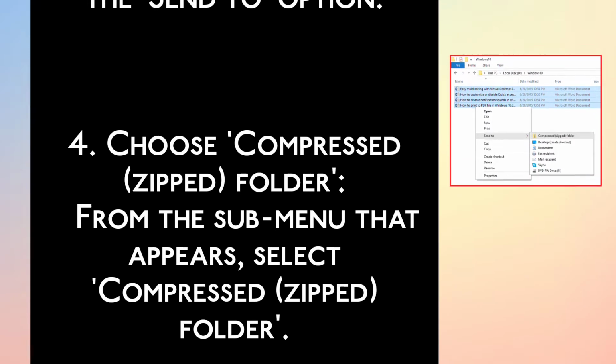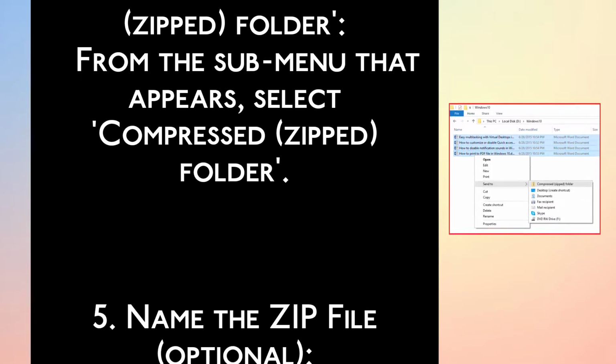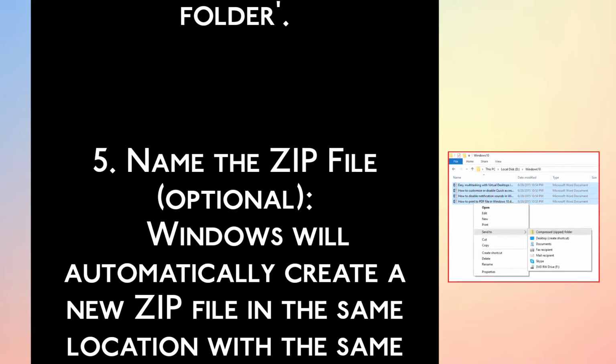Step 4. Choose Compressed Zipped Folder. From the sub-menu that appears, select Compressed or Zip Folders. Step 5. Name the zip file.